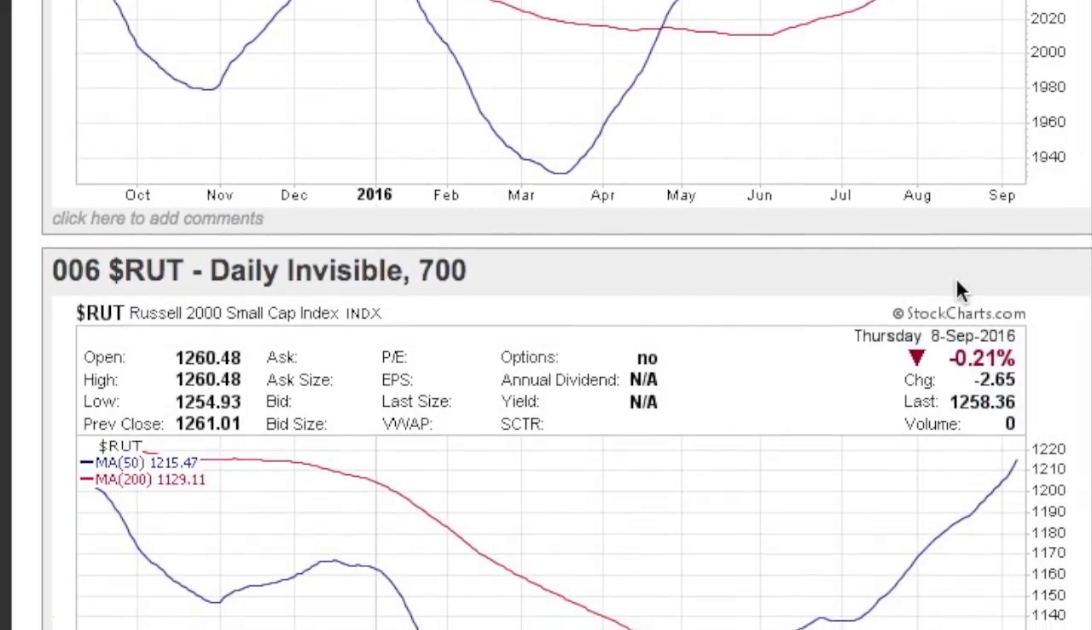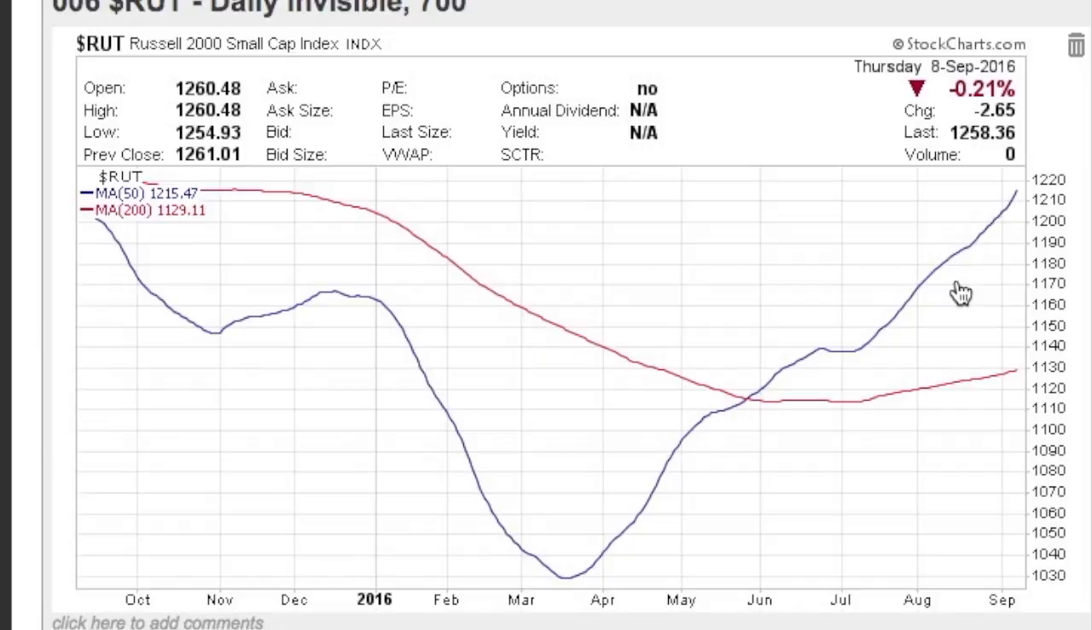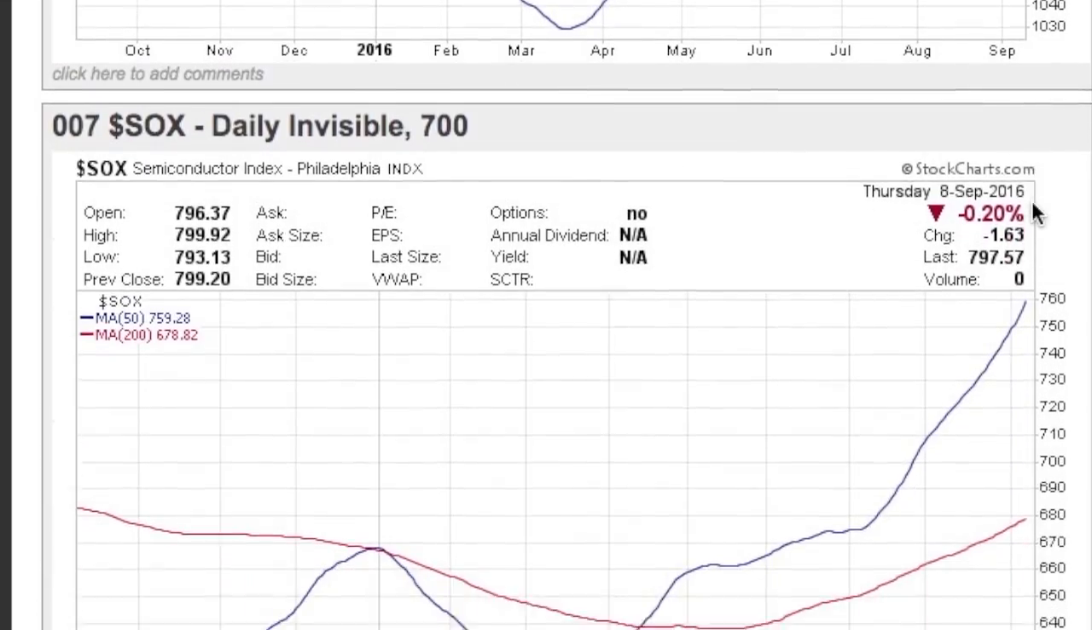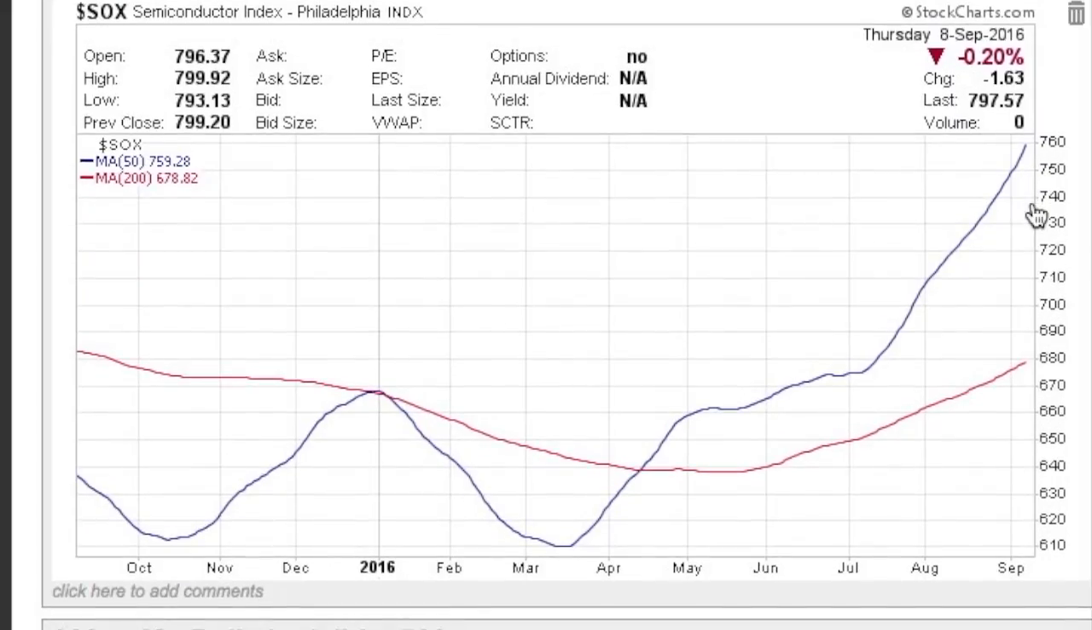It's important to note. Now, here is another index just to go through this concept. This is the Russell 2000, which is the small cap stocks. Full-bore bullish look, 50-day above, 200-day below, both trending up. This is an interesting index. This is the semiconductor index. Very strong. In fact, I've looked at many indexes of many industries, and I would say the semiconductor index is probably one of the strongest indexes out there.